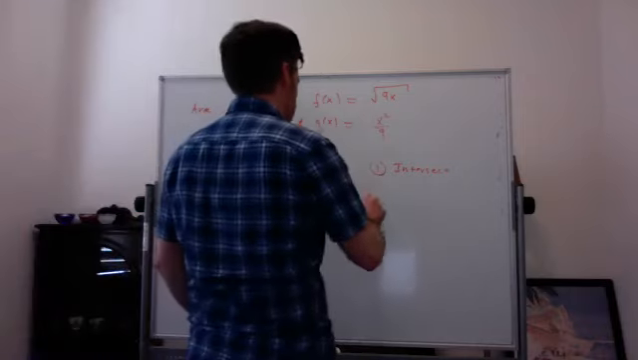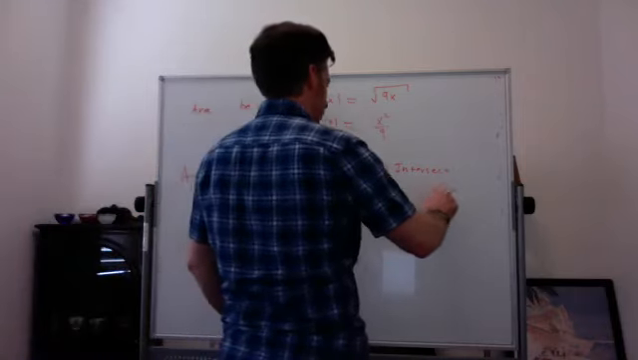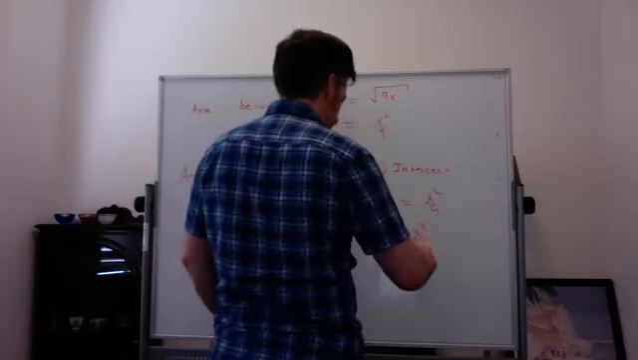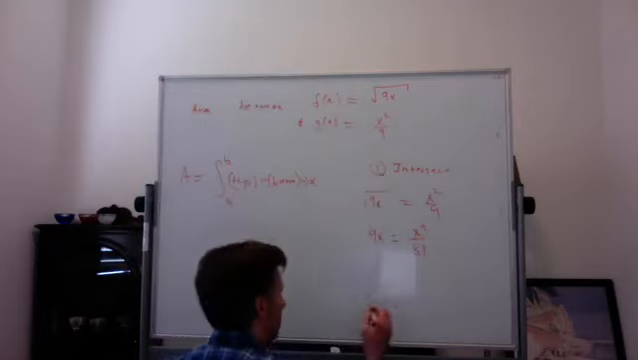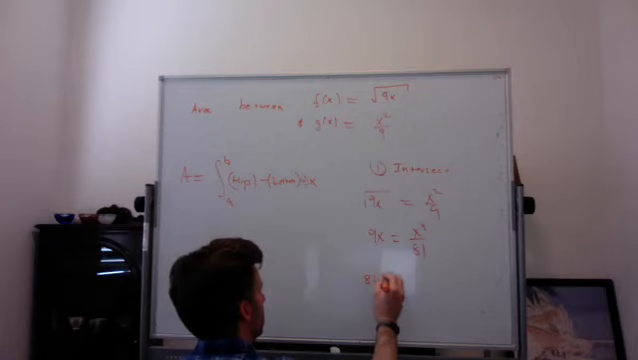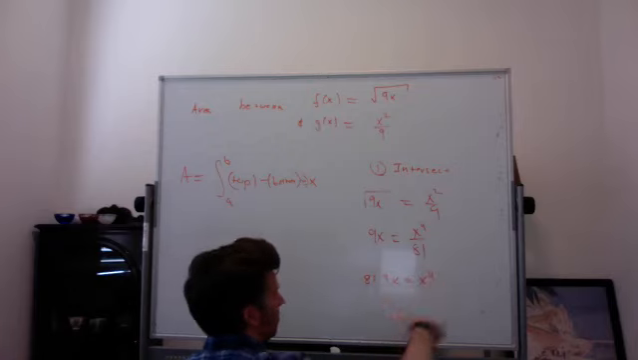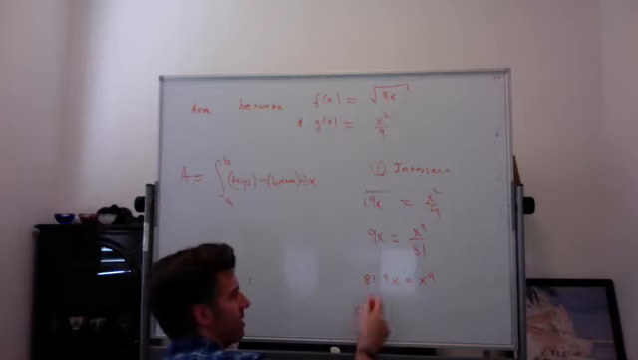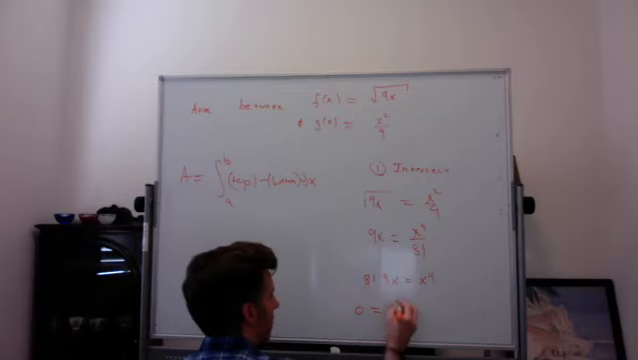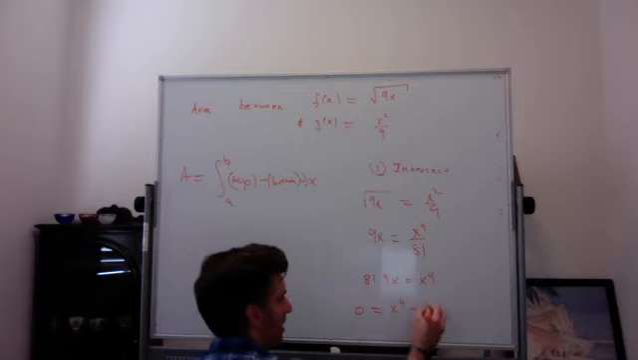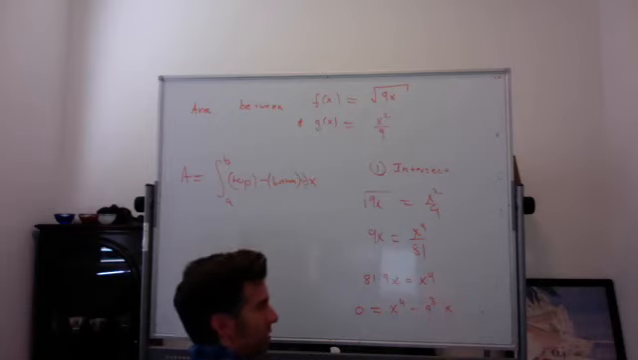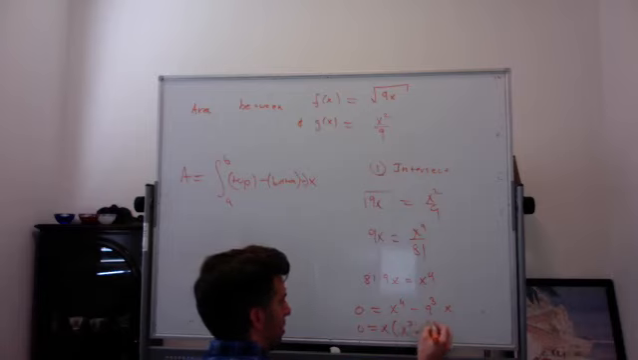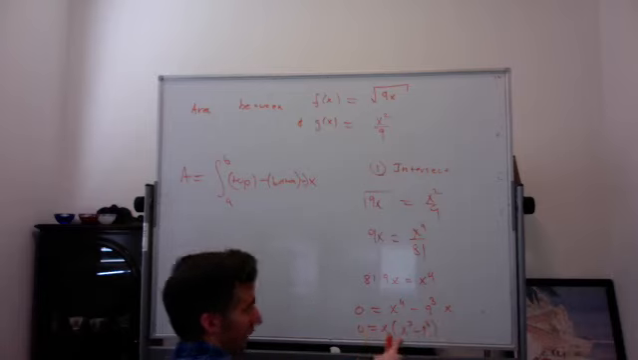But if we set them equal to each other, we have the square root of 9x equals x squared over 9. Square both sides. 9x equals x to the 4th over 81. Multiply both sides by 81. 81 times 9x equals x to the 4th. Subtract. So 0 equals x to the 4th minus, instead of 81 times 9, I might think of it as 9 cubed times x. Because then if I factor out an x, I've got x cubed minus 9 cubed. And I can definitely see that x is 0 or x is 9.